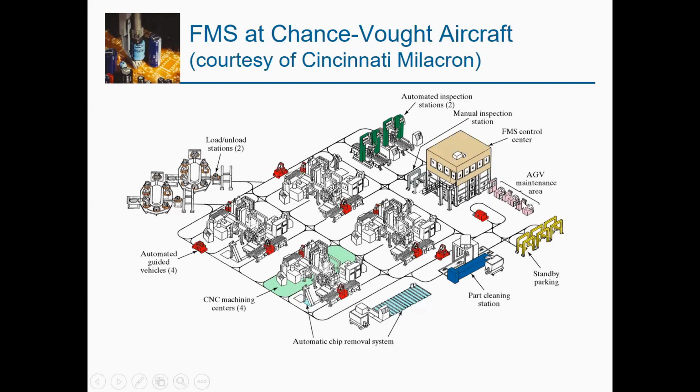AGV maintenance area is here. These are the AGVs, and these are the 4 different cells. This is CNC machining center. This is AGVs, right one. Automatic chip removal systems. And part cleaning station, standby parking. Load and unload station is here. So this is FMS at Chance Vought Aircraft, the courtesy of Cincinnati Milacron.